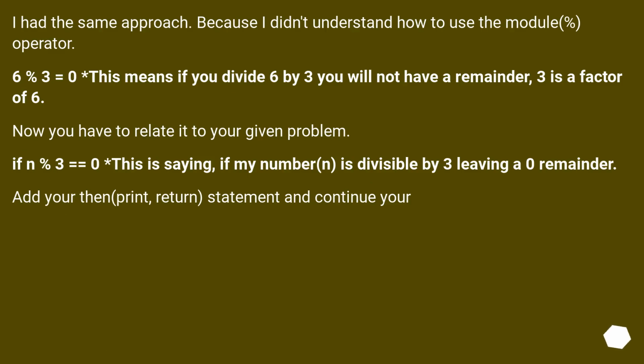I had the same approach, because I didn't understand how to use the modulus % operator. 6%3 = 0. This means if you divide 6 by 3 you will not have a remainder. 3 is a factor of 6.